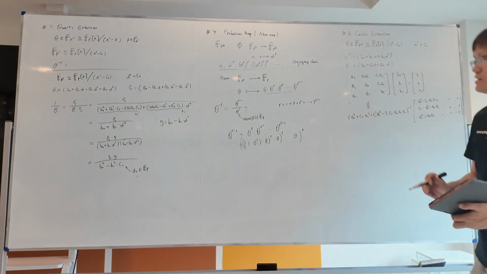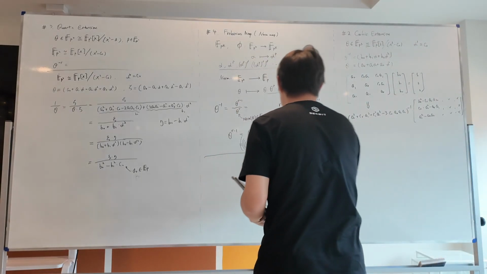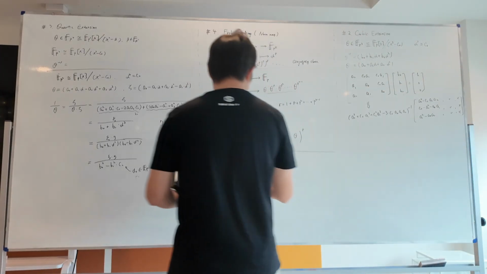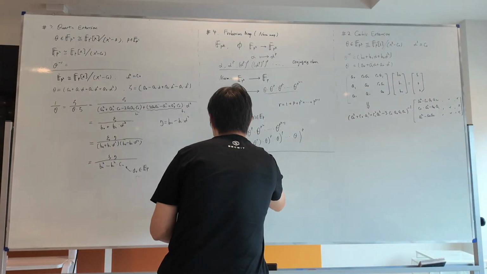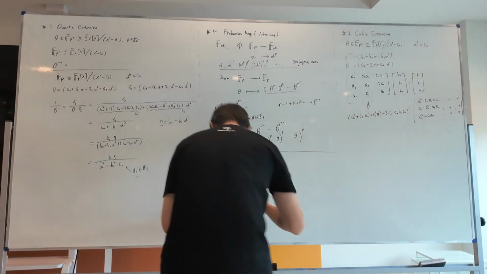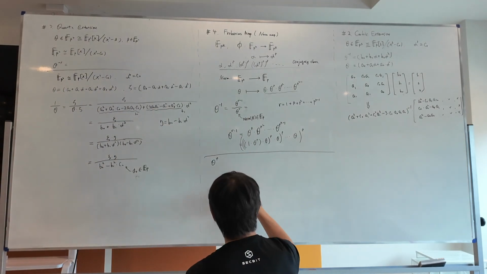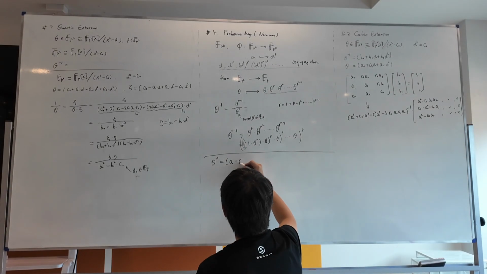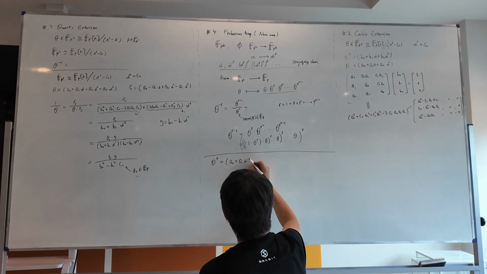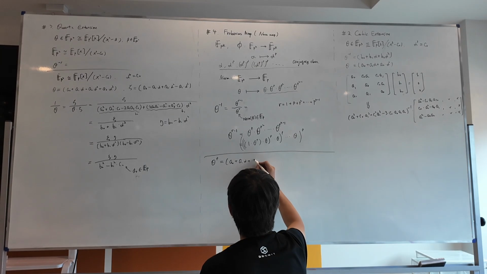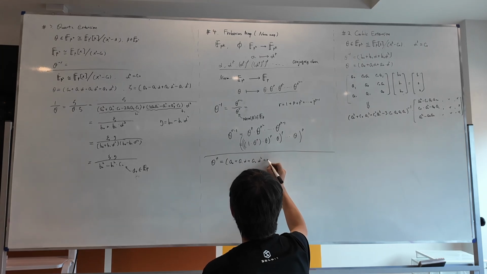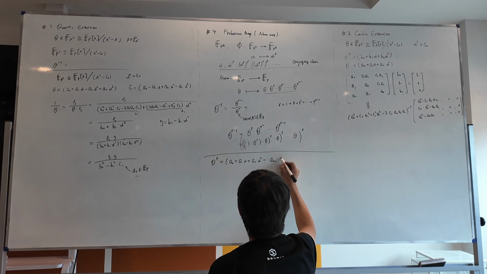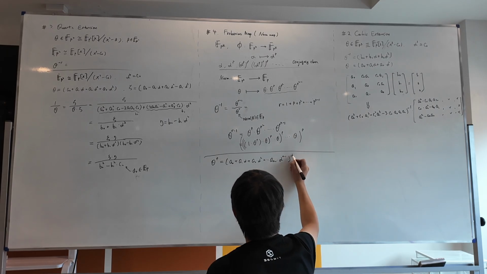Now, let's look. How can we efficiently compute C to P? C to P equals, just by definition, A0 plus A1 alpha, A2 alpha square, up to A k minus 1 and alpha k minus 1, all to the power P.